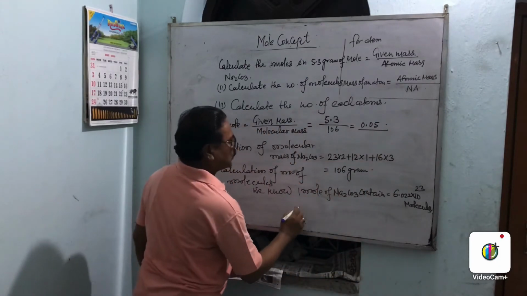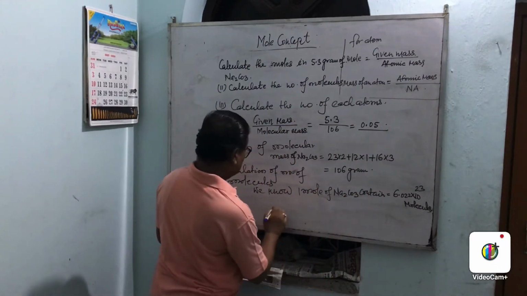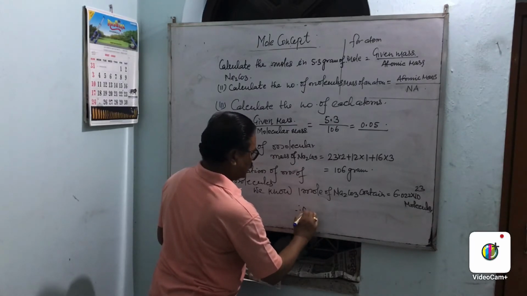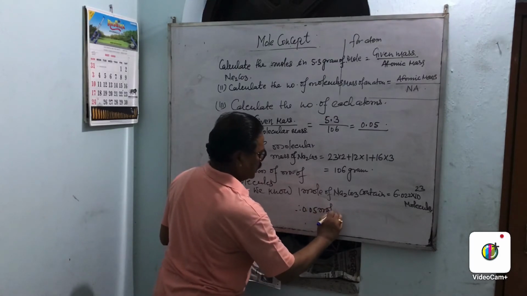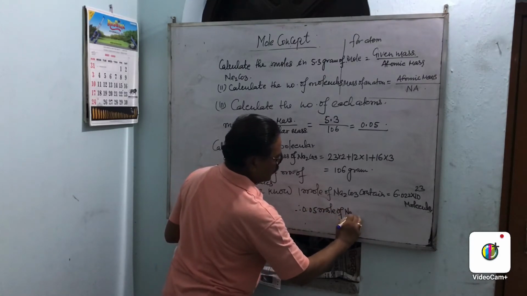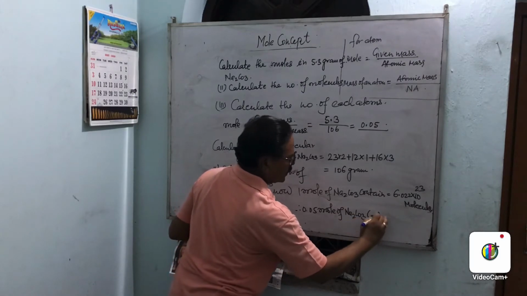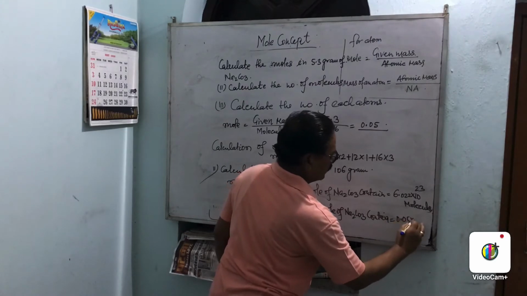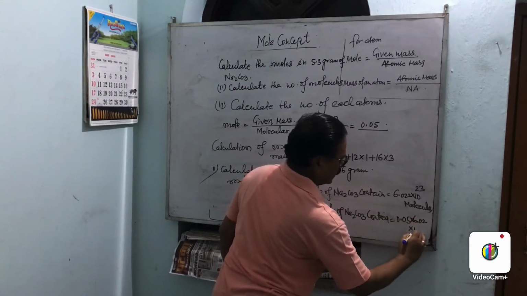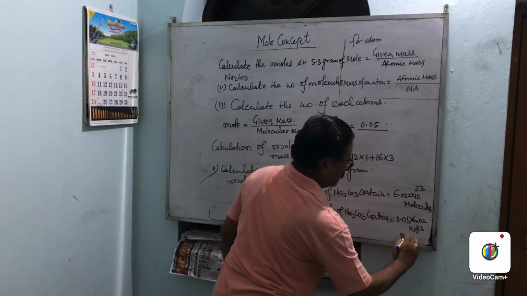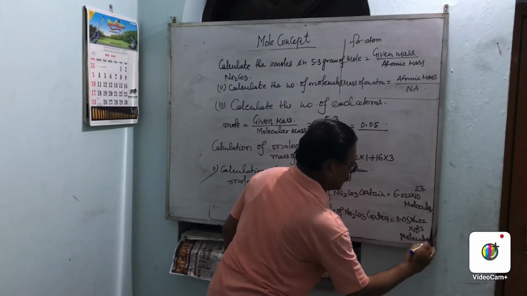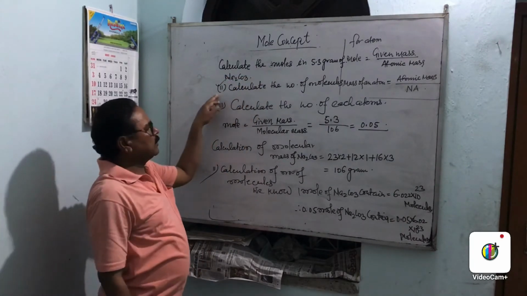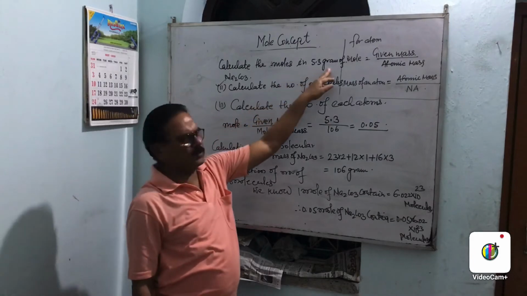So this is 1 mole, therefore 0.05 mole of sodium carbonate will contain 0.05 multiplied by 6.022 into 10 to the power 23 molecules. So the second part is also done. First part was done and second part is also done. No need to calculate by the unitary method.